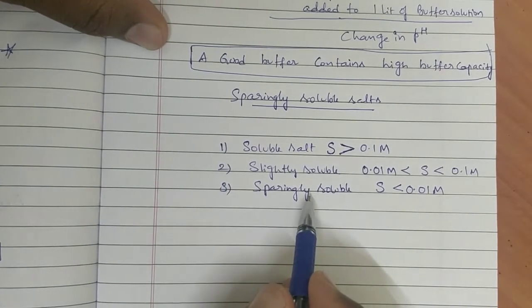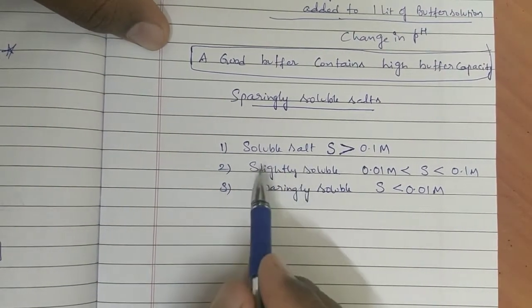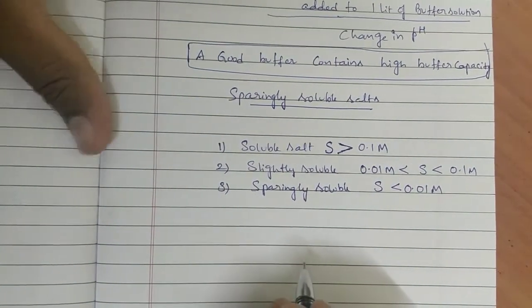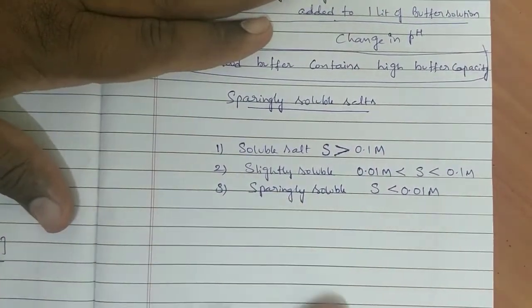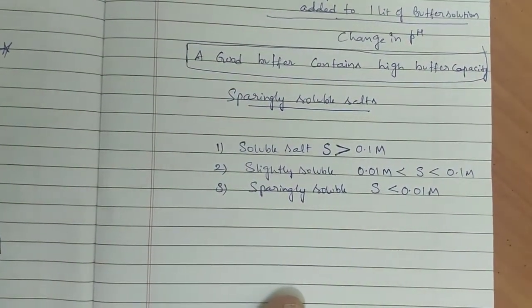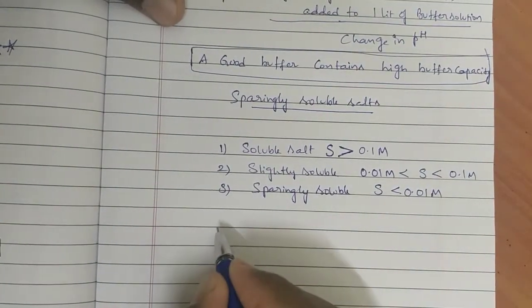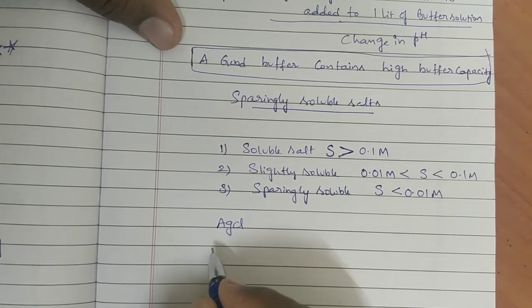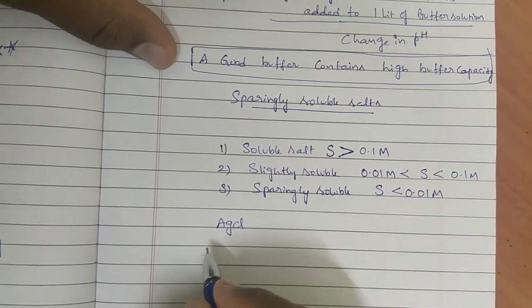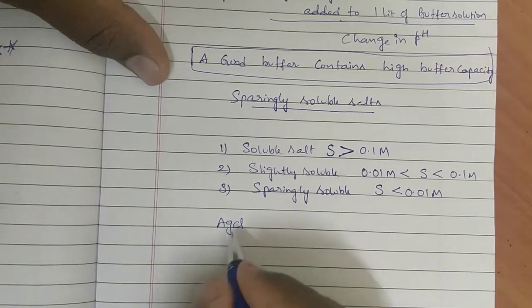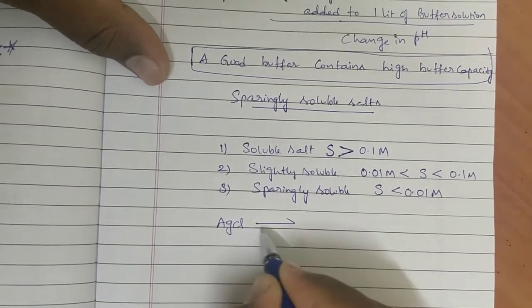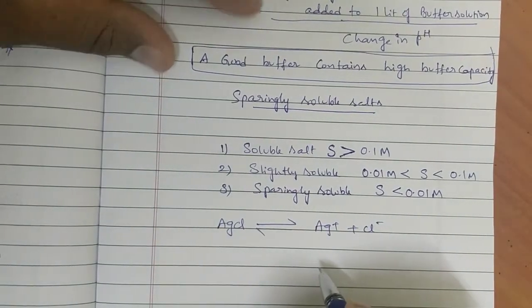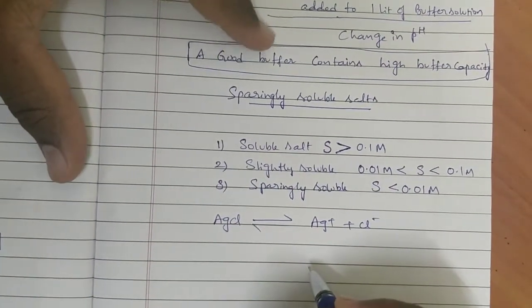Previously we have seen the salts coming under soluble and slightly soluble. Now we are going to see sparingly soluble salts. Example, AgCl. This is very slightly soluble. Generally in water it will form a precipitate only. So when AgCl is added to water, we get Ag plus ions and Cl minus ions, in very small number, because it is less soluble in water.